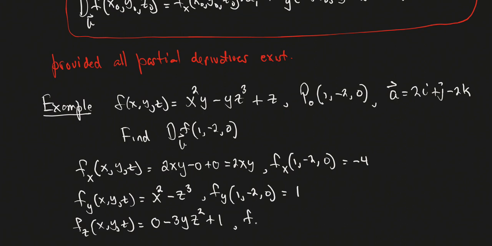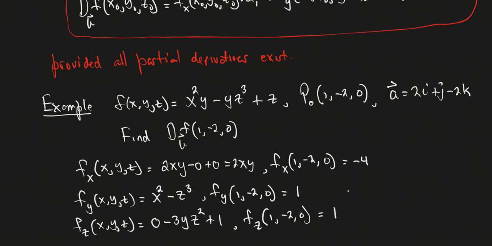And then finally, let's take our partial derivative with respect to z and evaluate it now at our specific point, 1, negative 2, 0. And notice what happens here, because z is 0, this term all goes away, and I'm just left with, so it's basically 0 plus 1, so that's 1, right?